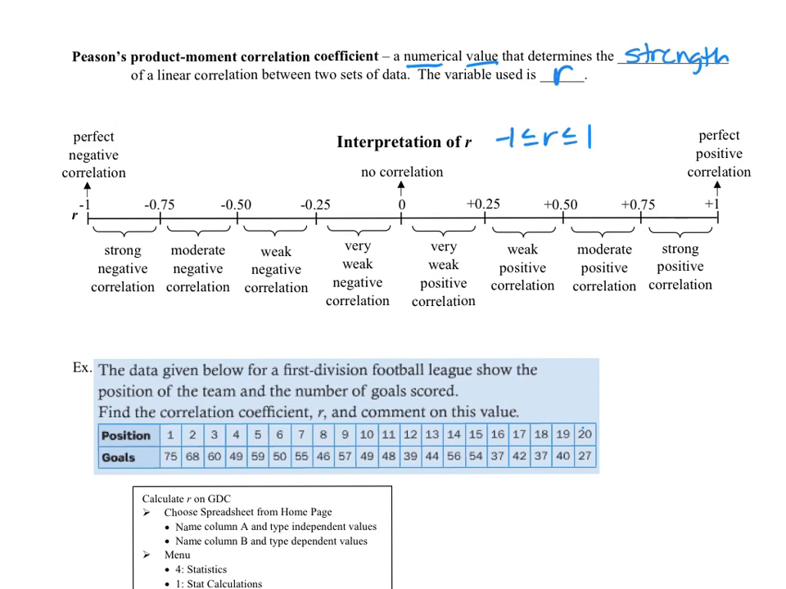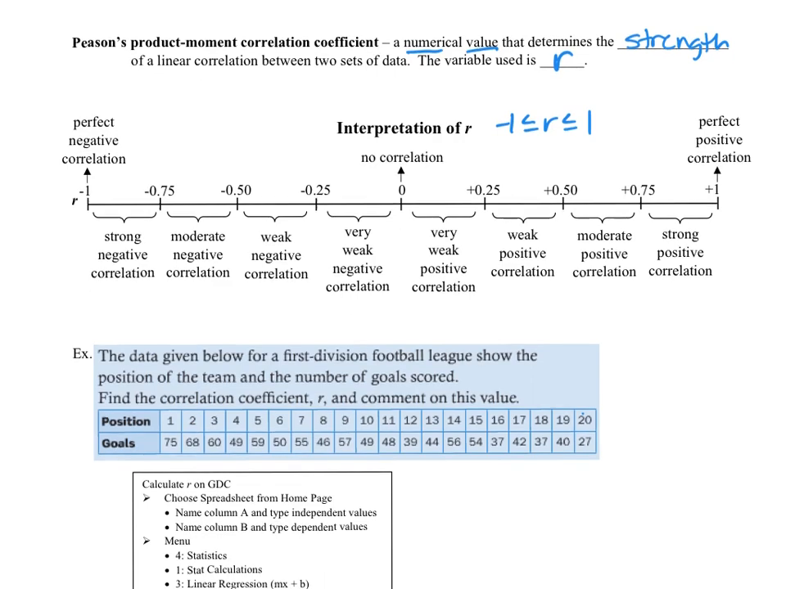And then, if you look at each 25% jump in the direction of either +1 or -1, you can see how these correlations are described from very weak to strong. So what you'll do is calculate R, and then once you have that R, you'll find where it lands on this chart, and then you can describe how strong or not strong your data is correlated. So for example, let's look at this one.